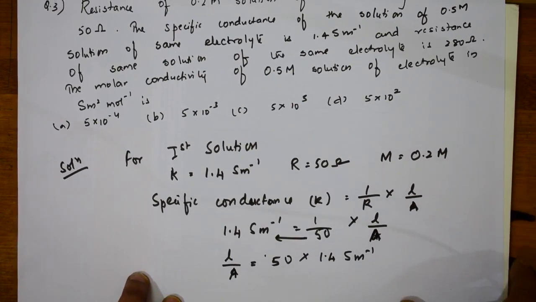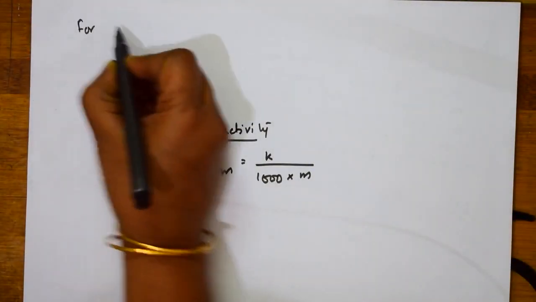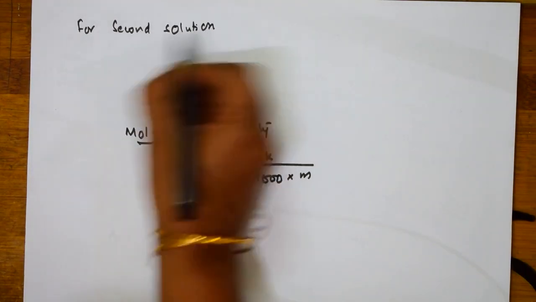Now, for the second solution. Now let us try with the second solution. Let me write that. For the second solution, how much is given to us?